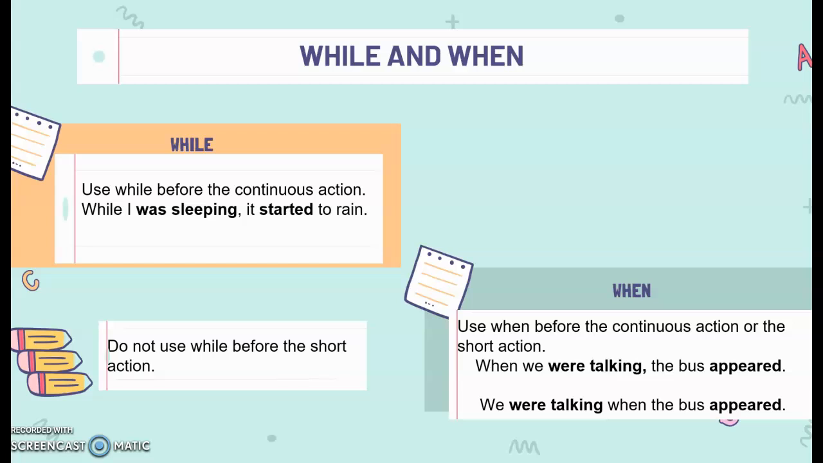It is common to use when or while to link the two actions. Use while before the continuous action. For example, while I was sleeping, it started to rain. Do not use while before the short action. When. Use when before the continuous action or the short action. When we were talking, the bus appeared. Or, we were talking when the bus appeared.